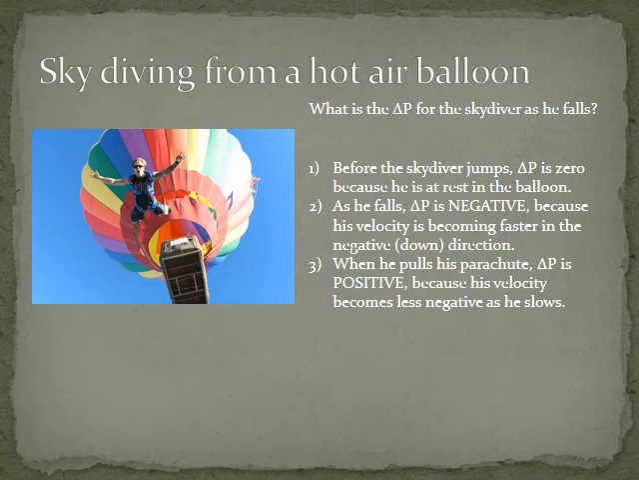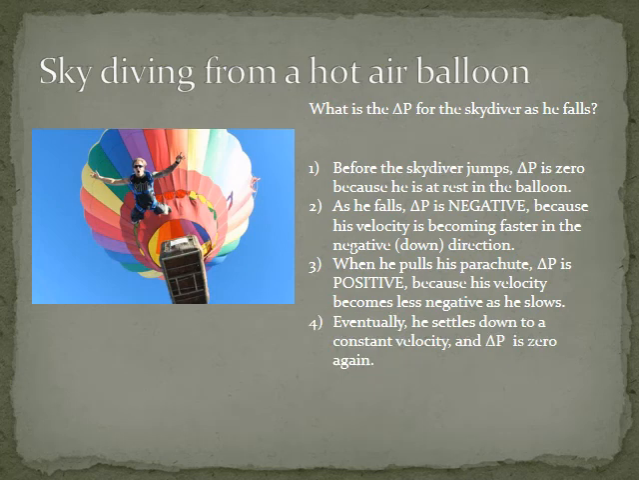And this is probably not going to be as large of a delta P as we noticed in segment number 2, because his speed isn't going to change quite as dramatically. So he's going to have a positive delta P when he's slowing down. Again, positive doesn't have to mean speeding up, but his velocity is becoming less negative as he slows.